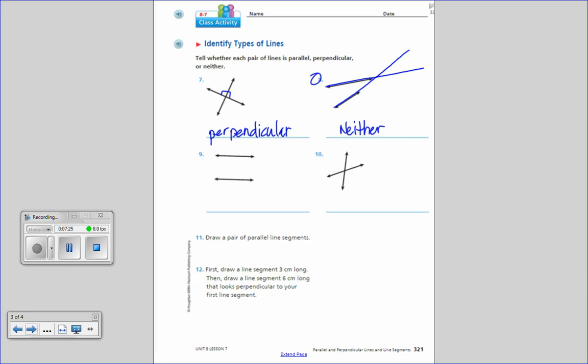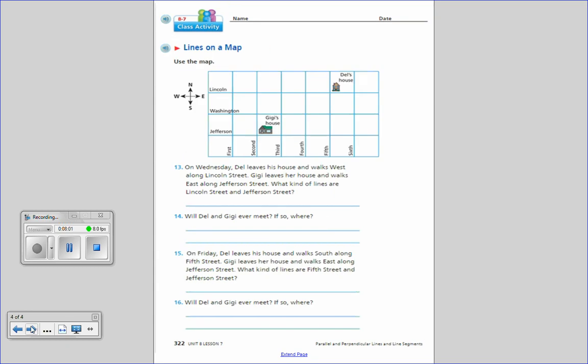It's neither one. Now these two lines right here seem like they're going to run on and never touch each other, which tells me they must be parallel. And this might look like it's perpendicular, but the key thing to perpendicular is that you have right angles. So this is neither. We will do 11 and 12 during math workshop tomorrow when I can help you with straight edges and we can use rulers.